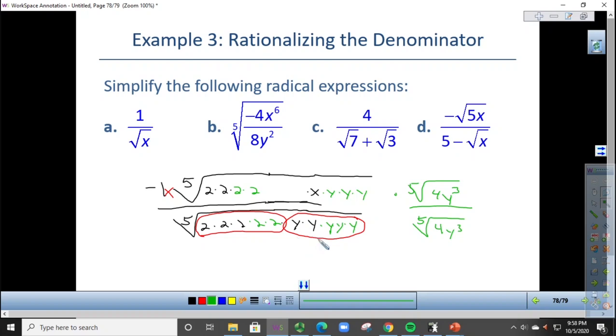So when this is all said and done, my final answer is going to be negative x 5th root of 16x y to the 3rd, and that's all over 5y. And we're done. Okay, despite the nasty handwriting, that's an x.